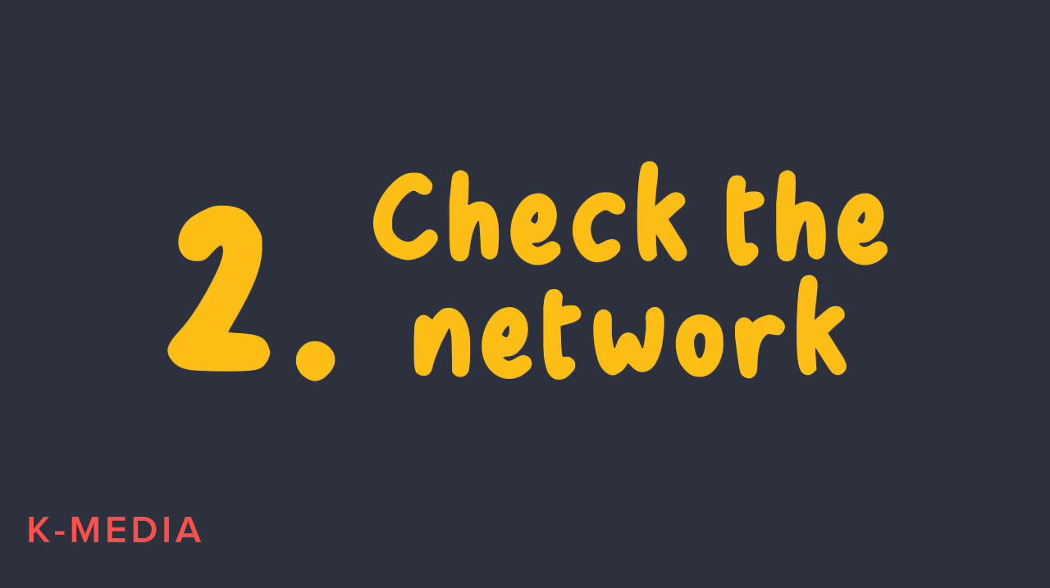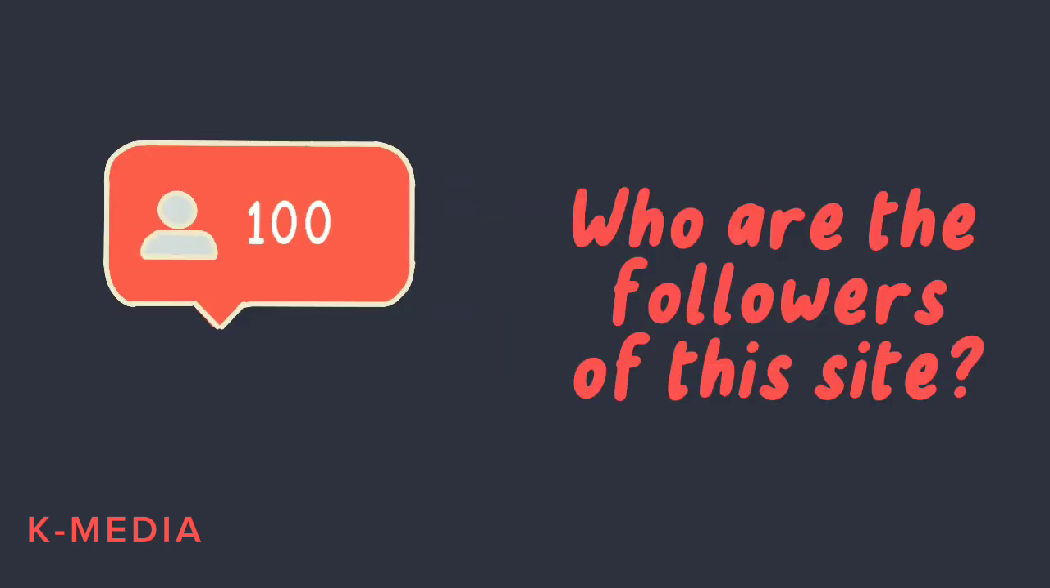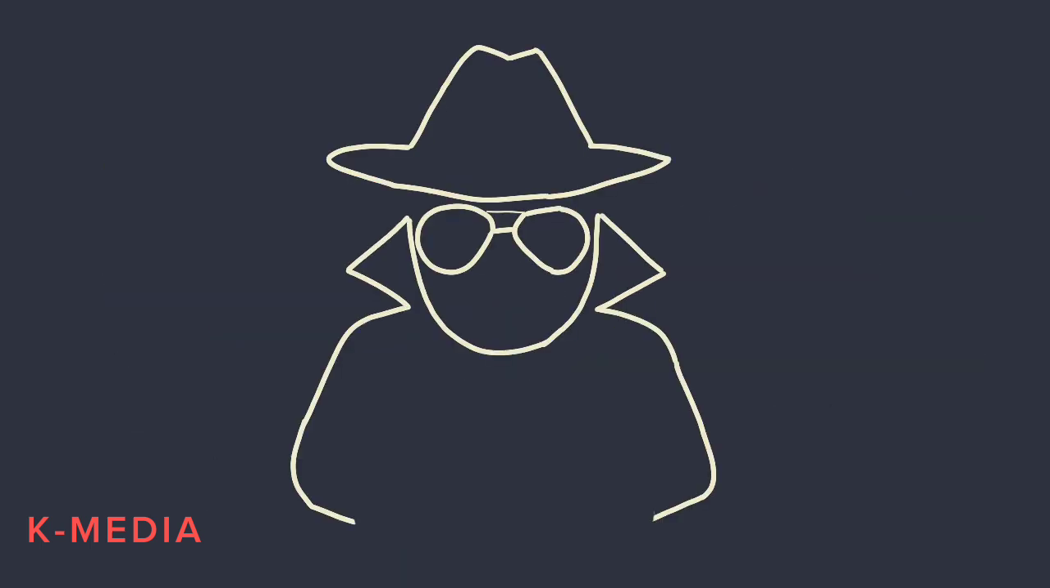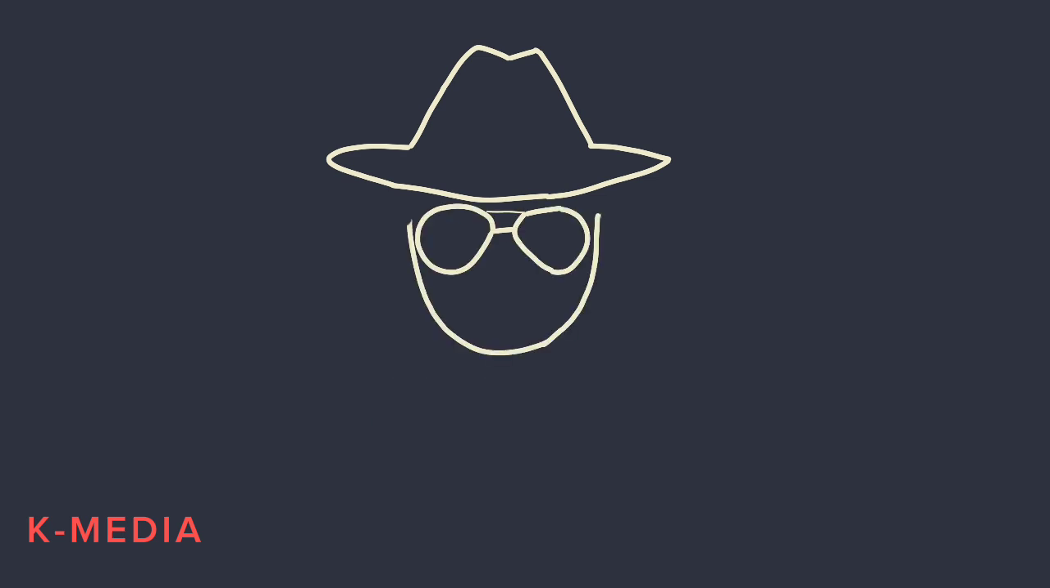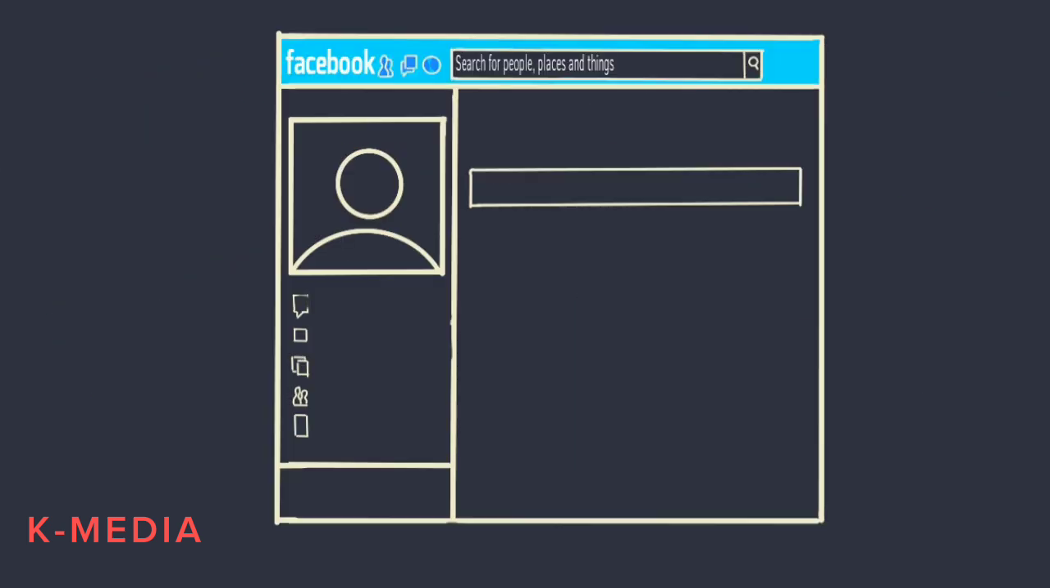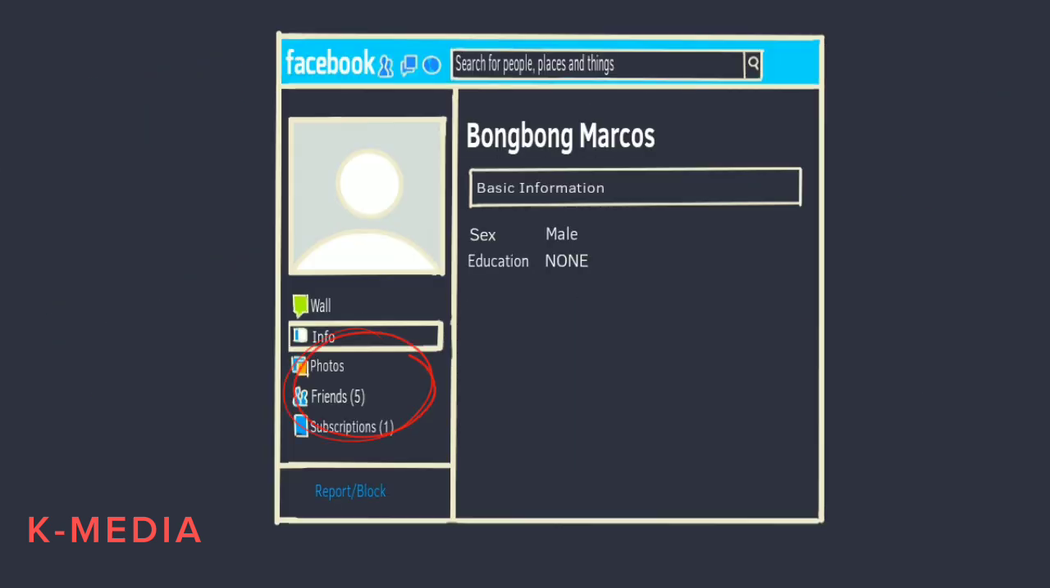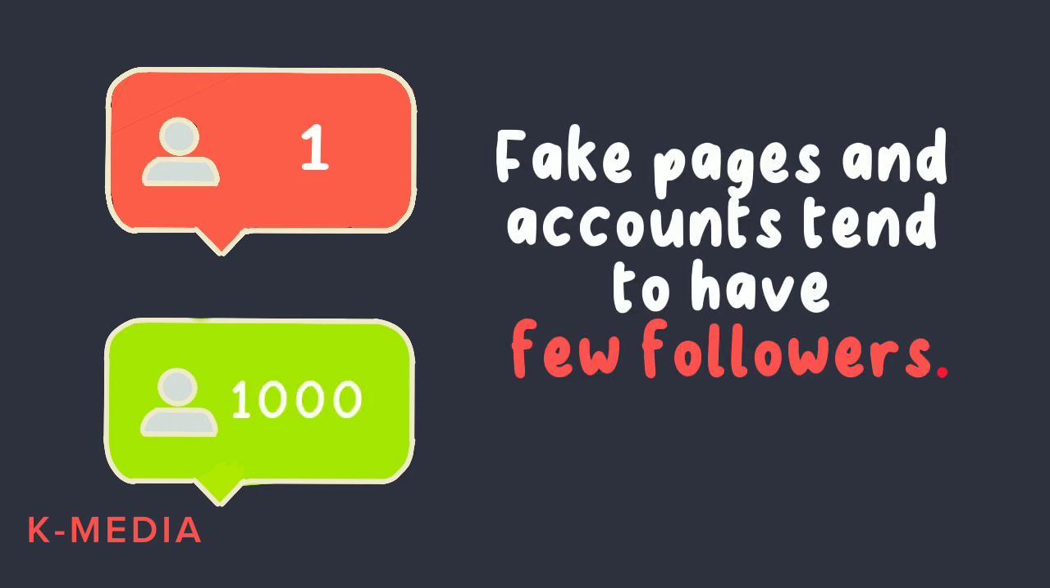Second, check the network. Who are the followers of this site? There are thousands of unreliable pages online that try to copy other legitimate and established pages, just like fan-made pages of famous artists that try to make the public believe that they are a real account. But these fake accounts can be easily dismissed if we check the followers of that account. Fake pages and accounts tend to have few followers.